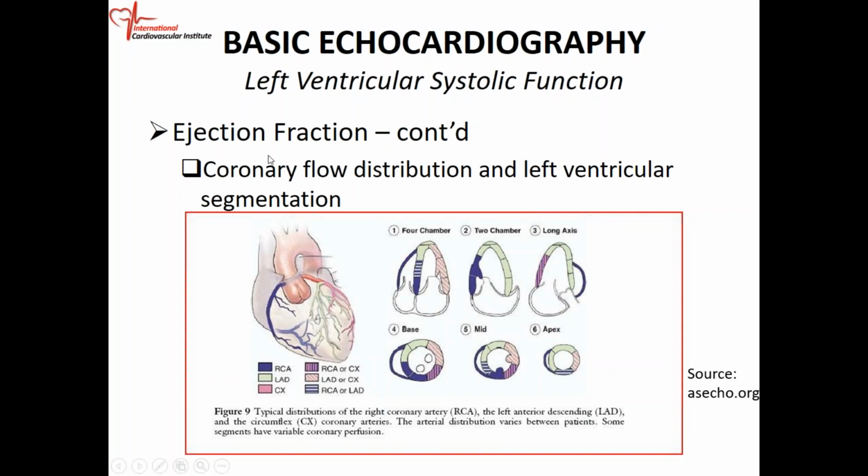So you have to know the coronary flow distribution. And the left ventricular segmentation is important. So you have the heart, the right coronary artery comes off the right coronary cusp and it travels to the right side of the heart and it gives off branches.